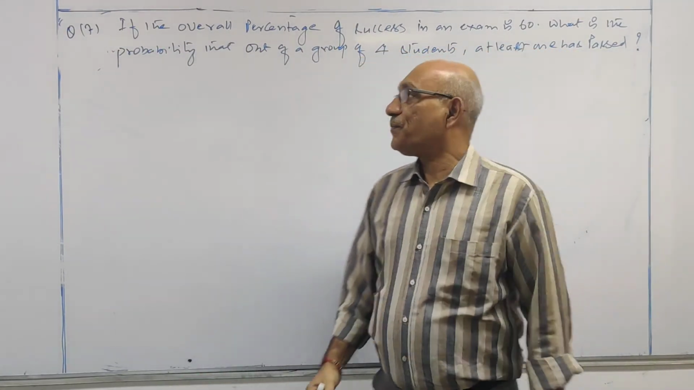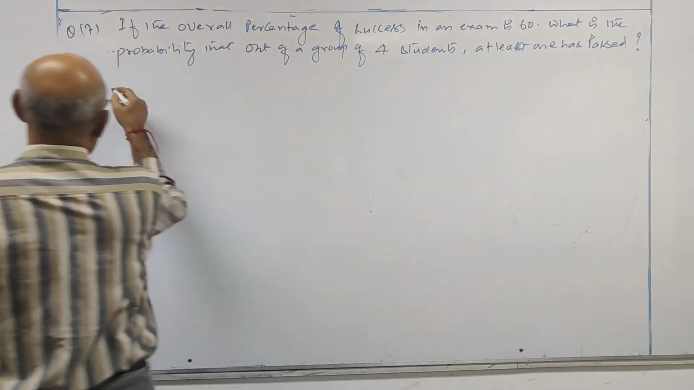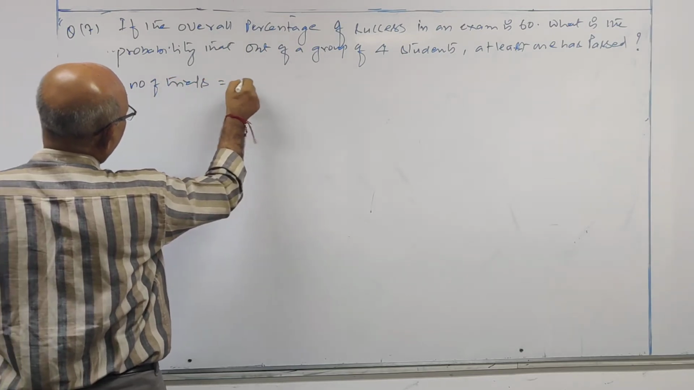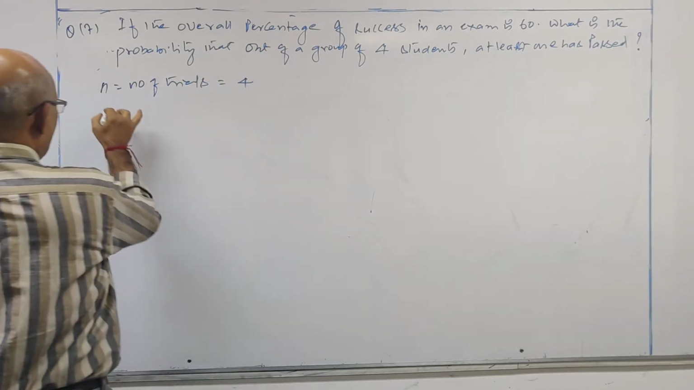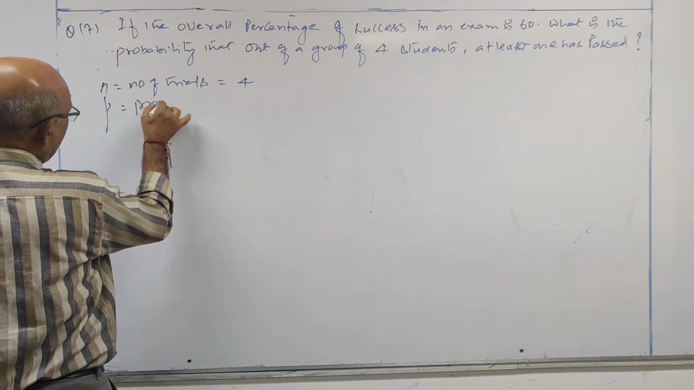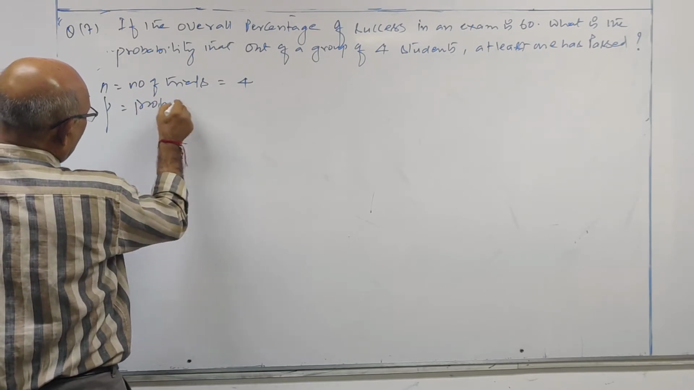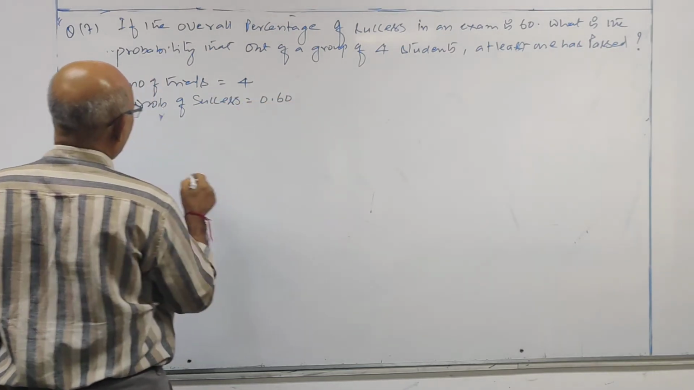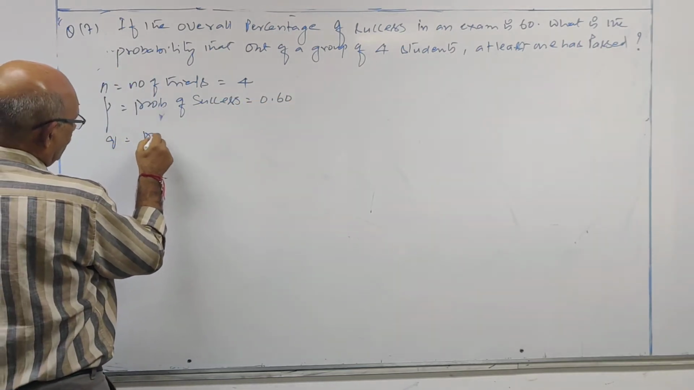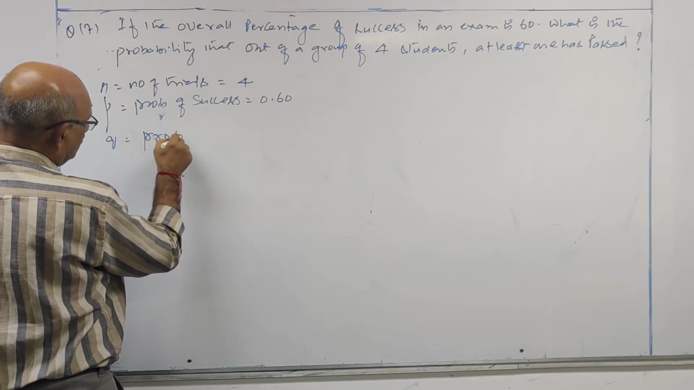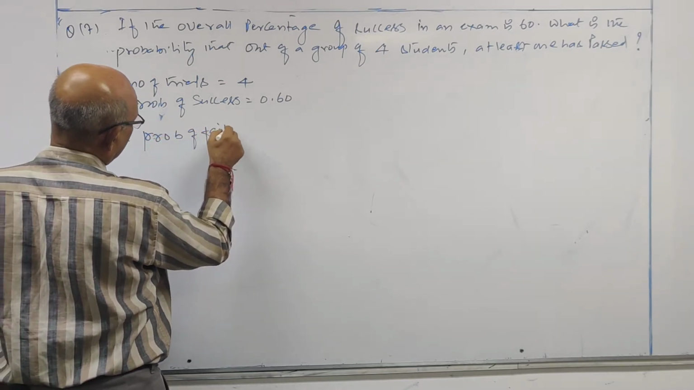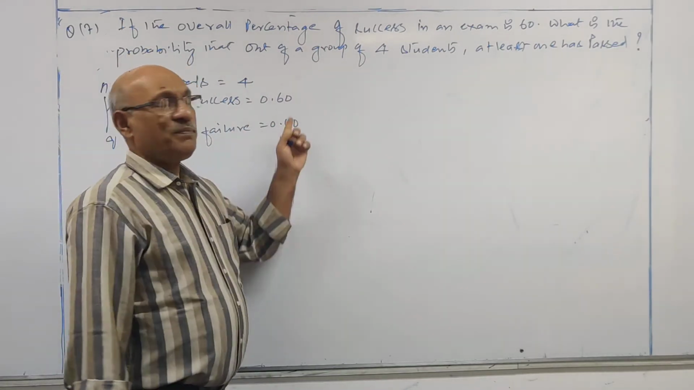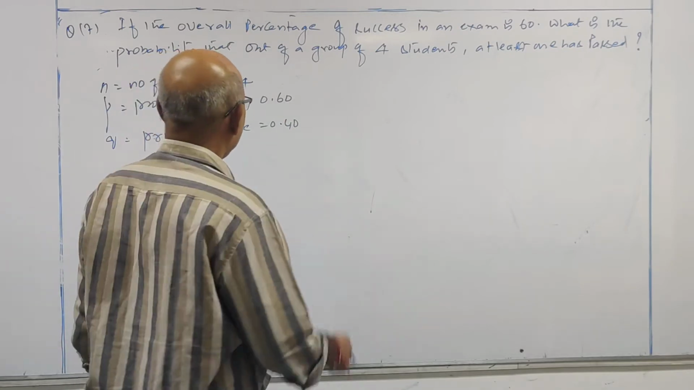Now look at the question. N is equal to number of trials. Means how many students are taken? 4 students are taken. Small p is equal to probability of success, which is given as 0.6. Q is equal to probability of failure, 0.4. Remember, P plus Q is always equal to 1.